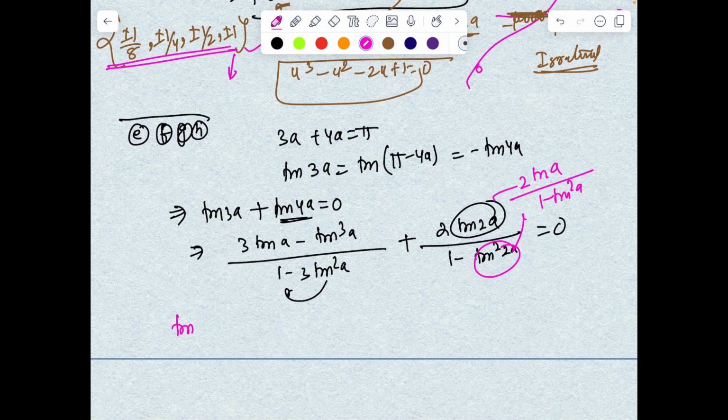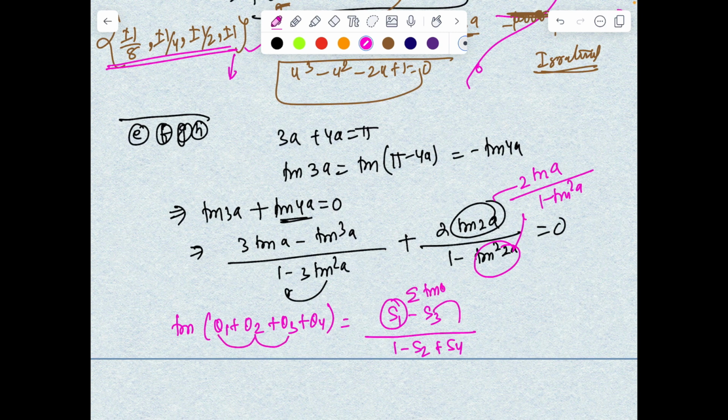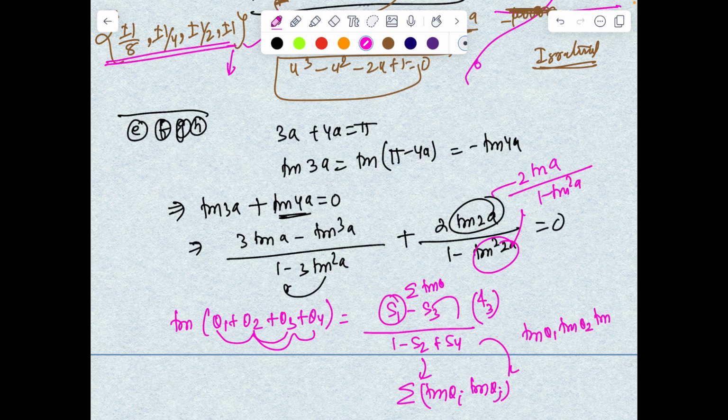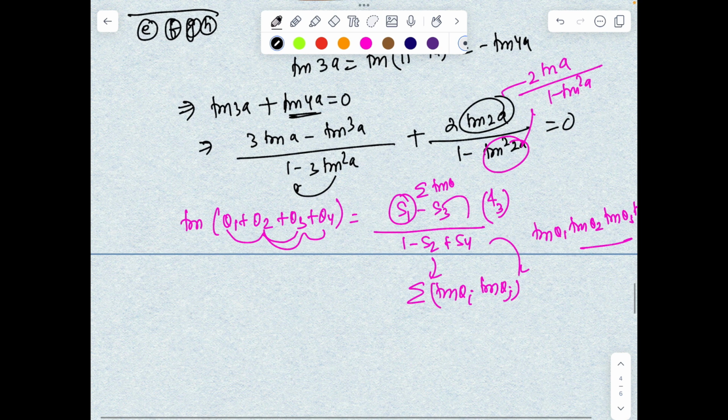In fact, there is a general formula for tan of theta 1 plus theta 2 plus theta 3 plus theta 4 also, which is (s1 minus s3) divided by (1 minus s2 plus s4), where s1 is sigma tan taken one at a time, s3 is three at a time, like theta 1 theta 2 theta 3, 2 3 4, so it has 4 terms, s2 means 6 terms, it is like sigma tan theta i tan theta j type, and s4 will have 1 term, tan theta 1 tan theta 2 tan theta 3 and tan theta 4. So this we have already discussed in the class for you guys.